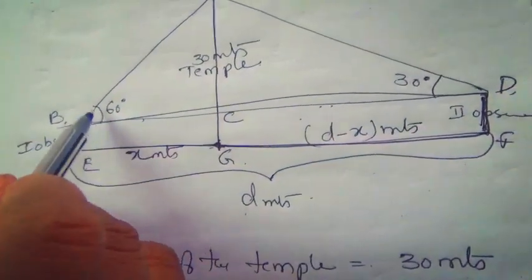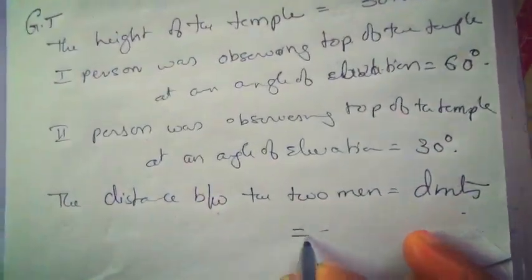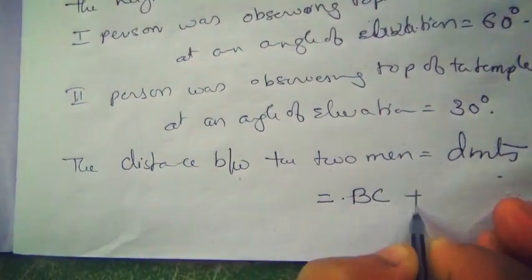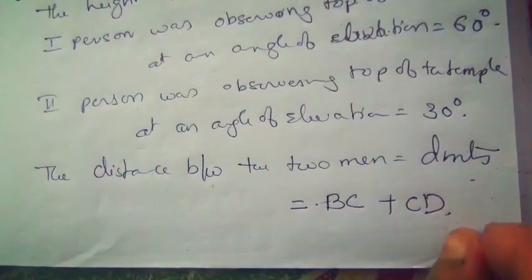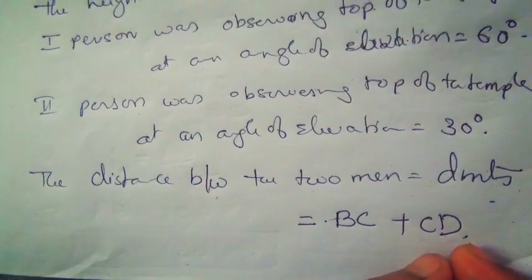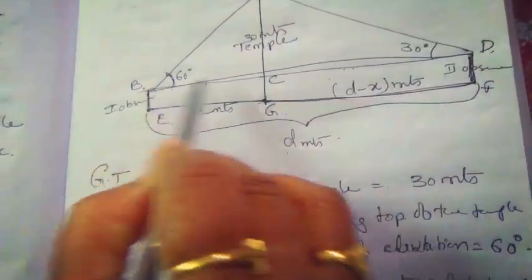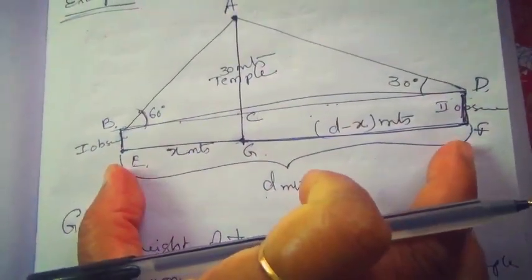First of all, we take the d meters, that is nothing but BC plus CD. The distance between the two persons is BC plus CD. BC we have to find out, at the same time CD also we have to find out. By addition of these two from the figure, you will get the distance between the two persons.